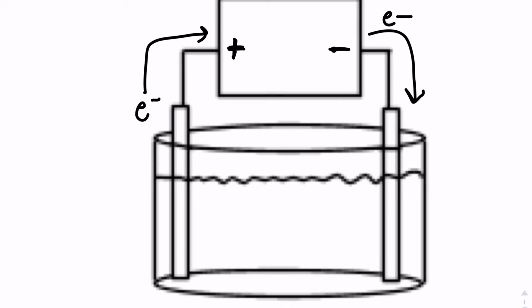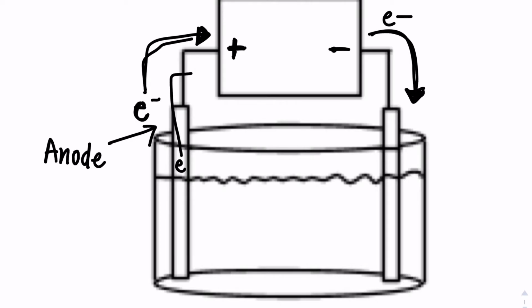The positive side of the battery, the electrons are flowing into it. They're being attracted to it. And in the negative side, the electrons are being pushed out because they are repelled by the negative. This side is the anode. If electrons are moving from the anode into the battery, that means electrons are being produced at this electrode. If electrons are being produced, that means that it's the site of oxidation.